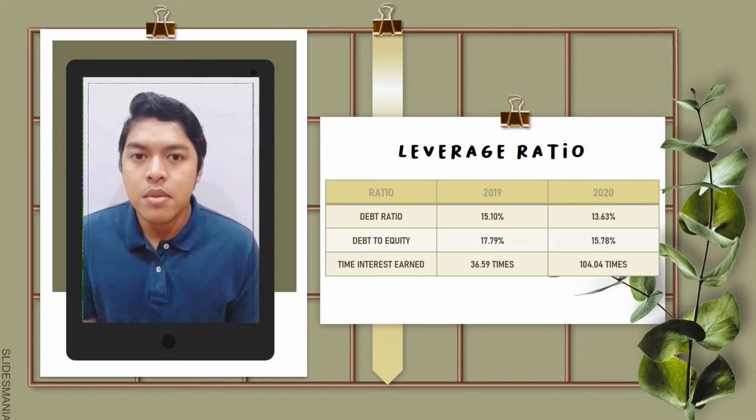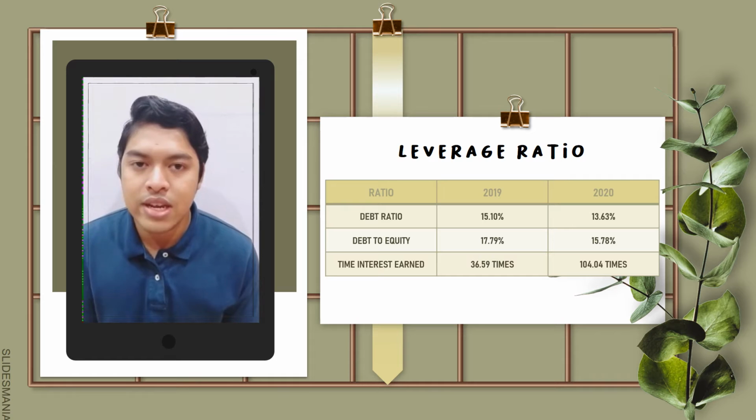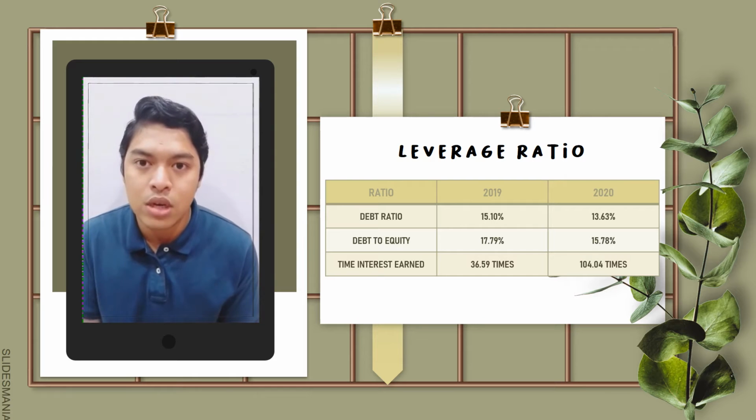Now, I will explain about the analysis of leverage ratios. Firstly, the debt ratio for the company in year 2020 is 13.63%, and it is lower than 2019, which is 15.010%. This indicates that the company has less debt in year 2020 compared to year 2019, and it is less risky since the debt level is smaller.